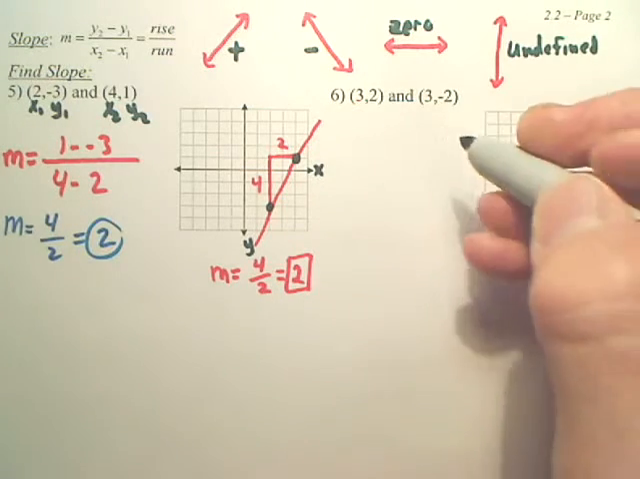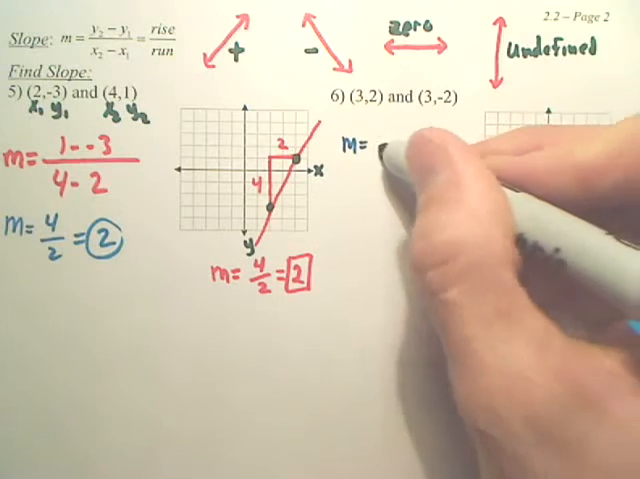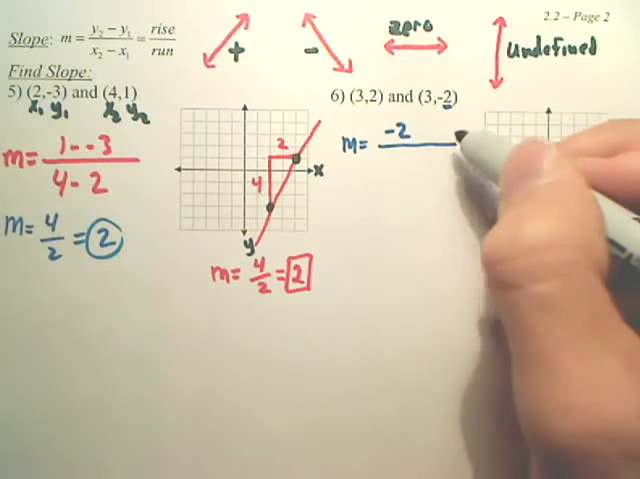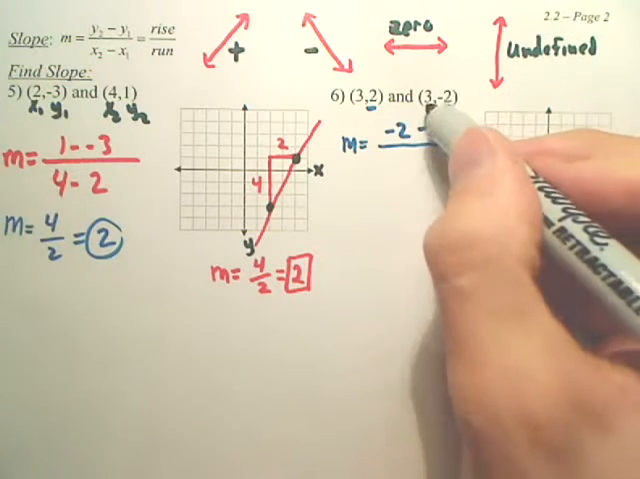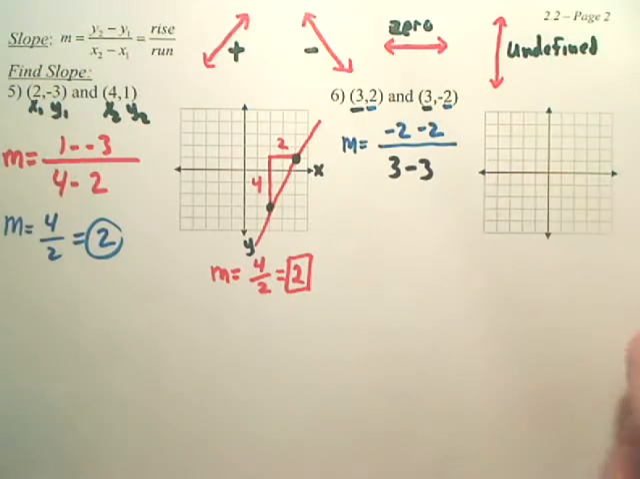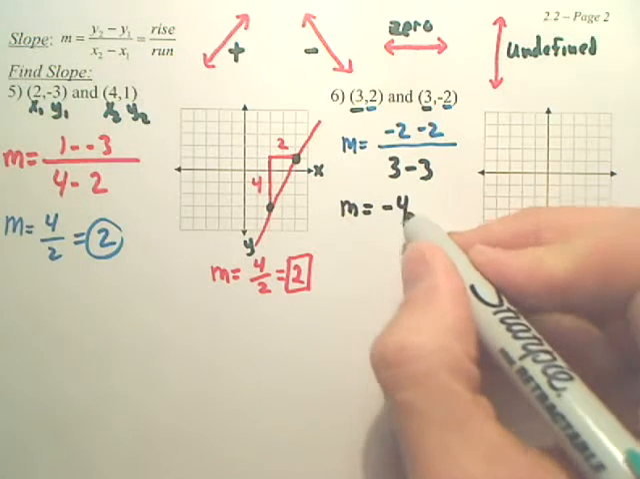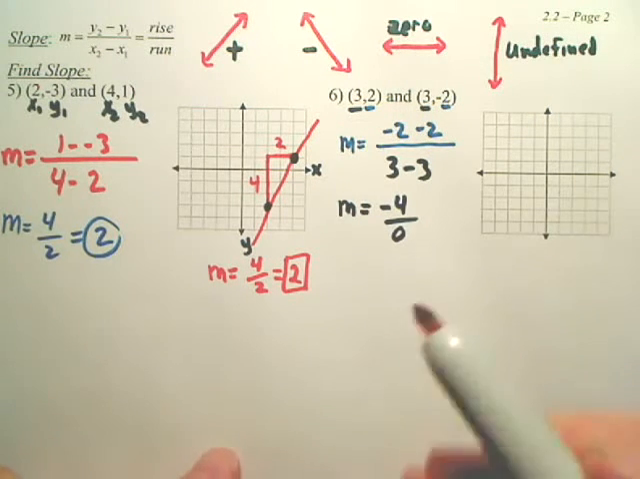Okay, let's do the formula first on this one. m equals negative 2 minus 2. Don't we do the y's first? And then 3 minus 3. So m equals negative 4 over 0. Now, are you allowed to divide by 0? No. It's undefined.